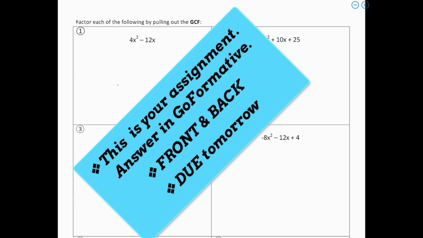So the difference of squares is all multiple choice there. You're picking which one is the correct one.